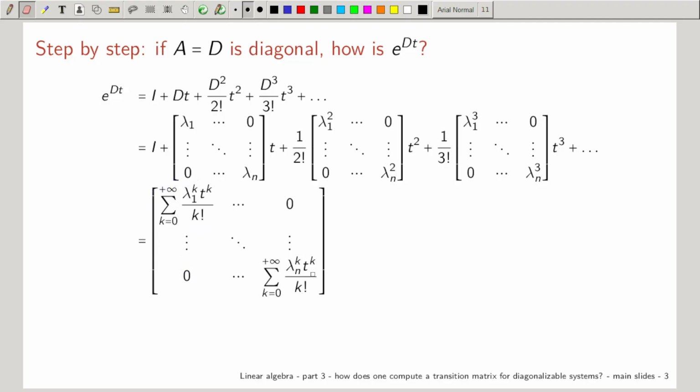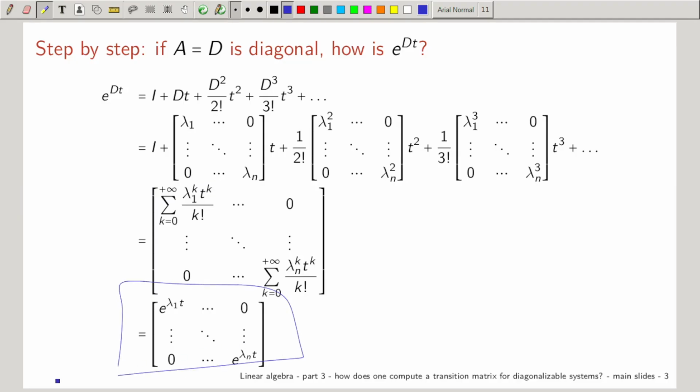And does anybody want to tell me this number here? What is it? This is the Taylor series of what? e^(lambda 1 t). True? Isn't it the definition of exponential? That means that we have this. That is, in a certain sense, e^(Dt) is kind of putting the e on the diagonal. True?